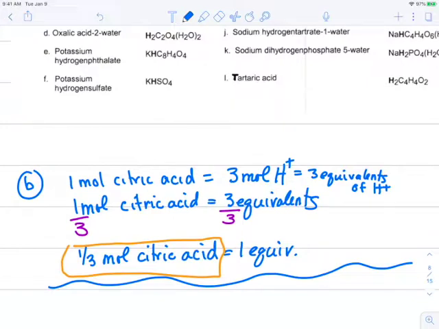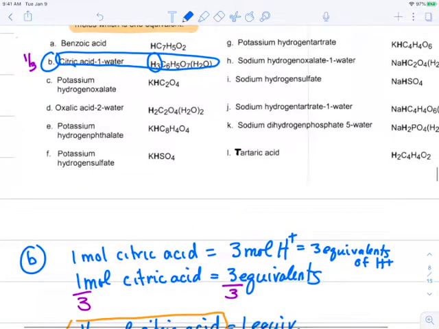Unfortunately, that's not the way the problem is asked. They say if there's 1 equivalent, how many moles of citric acid do you need? So what I've done is divided both by 3. And now I can say for every 1 equivalent, there are 1/3 mole of citric acid. So I know that's a really weird thing to do. We'll do another example together. But any questions about this citric acid? Okay, so I want to try another one with you. Let's do oxalic acid. So this is D.